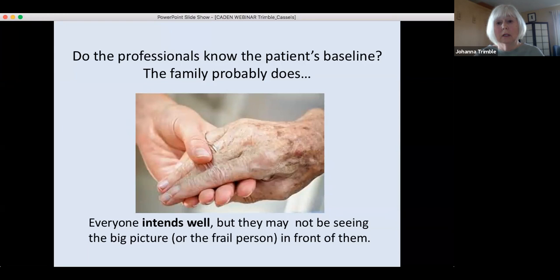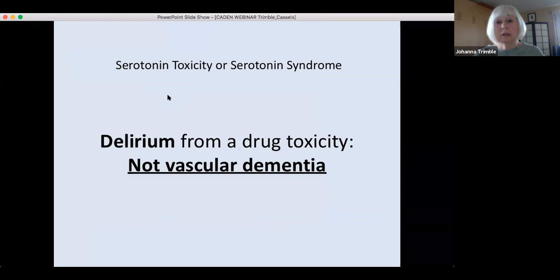So that's what we did find, or certainly what we suspected, that it was serotonin toxicity, or serotonin syndrome, as it's sometimes called. And what she was experiencing with all the confusion, which had been, by the way, diagnosed as a urinary tract infection, which sometimes causes confusion, was actually delirium from a drug toxicity.